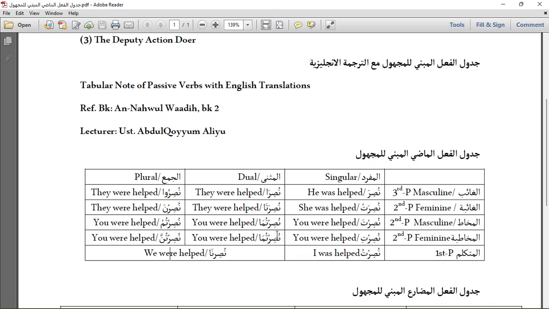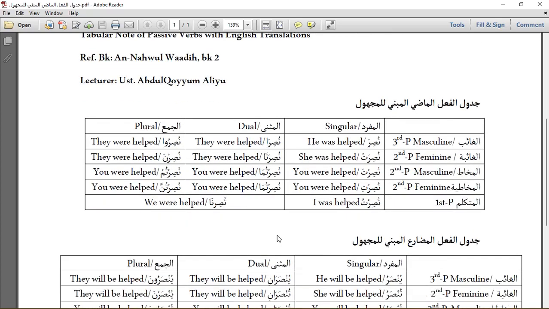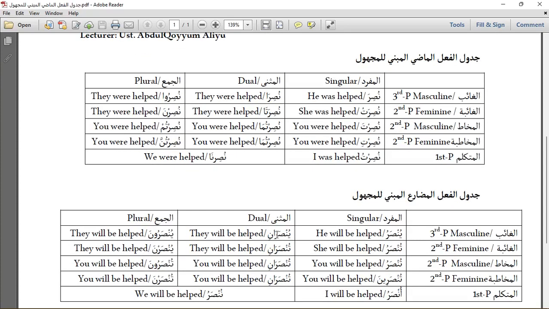Then for mudari', in mudari' we know that the general shape comes in yaf'alu. From yaf'alu we have yuf'alu. How? Changing the first letter, that is the harful mudara'a, to damma, and the second to last letter to fatha. So this is mudari'. In madi you change to kasra, but for mudari' you change the second to the last letter to fatha. So from yansuru we have yunsaru. He will be helped or he is being helped.